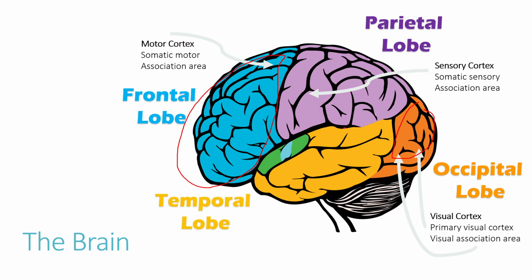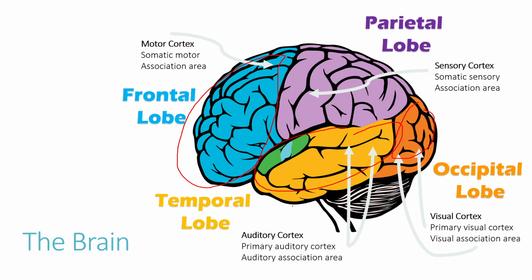And finally, we have the temporal lobe, which is in yellow. The temporal lobe mainly involves hearing and selective listening, also memory. So in the temporal lobe, we have the auditory cortex, which is the primary auditory cortex association area. And we also have the olfactory cortex and the gustatory cortex located here.